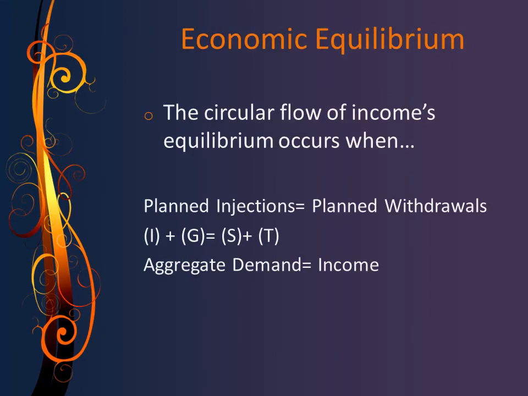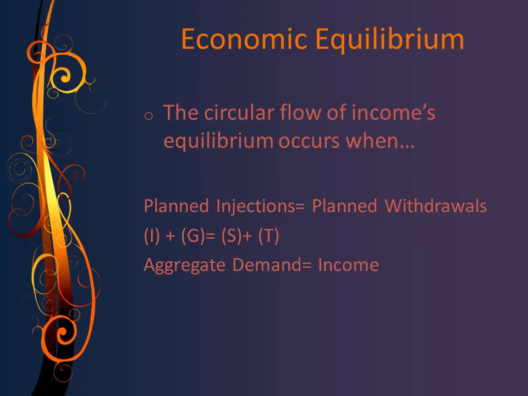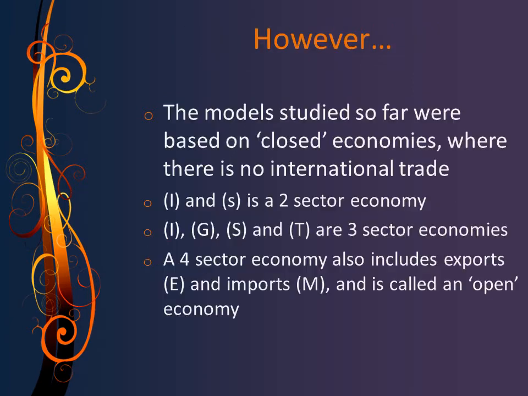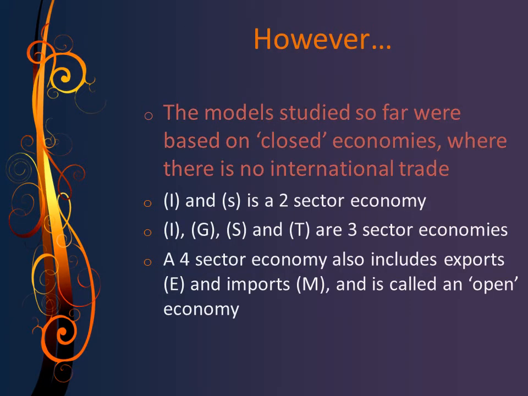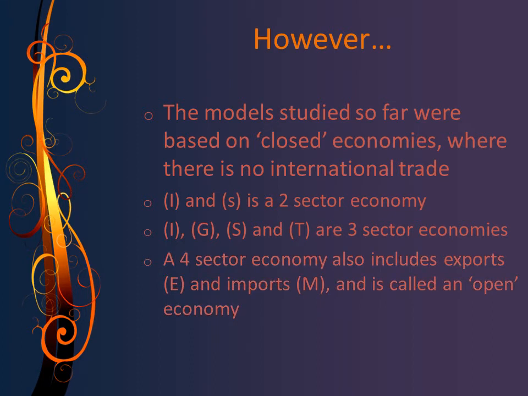The circular flow of income's equilibrium occurs when planned injections equal planned withdrawals, or investment plus government expenditure equals savings and taxes, or basically aggregate demand equals income. However, the models studied so far were based on closed economies, where there is no international trade. Investment and savings is a two-sector economy. Investment, government spending, savings and taxes is a three-sector economy. A four-sector economy also includes exports and imports. This is also known as an open economy.